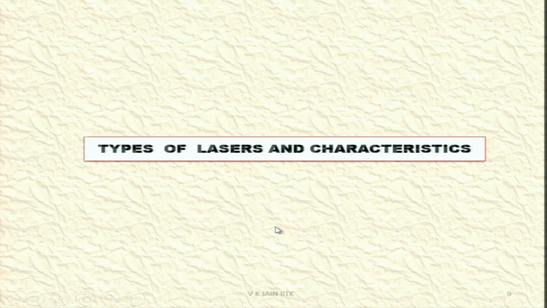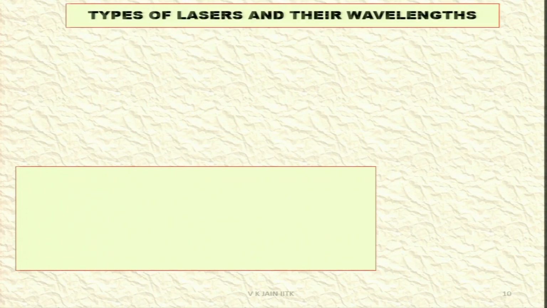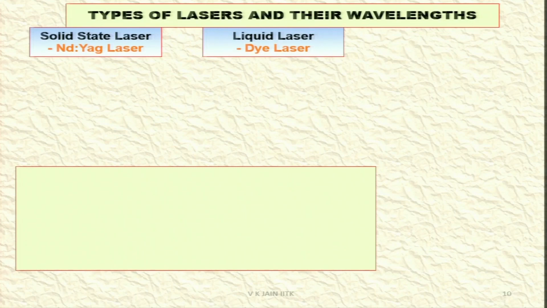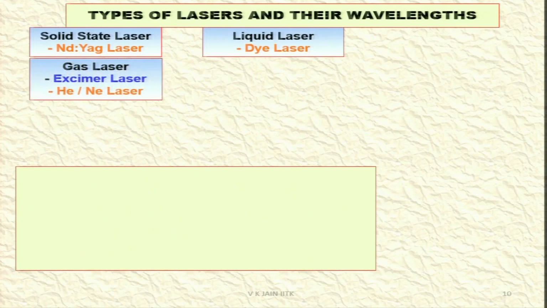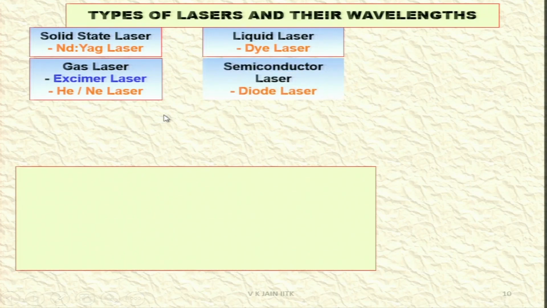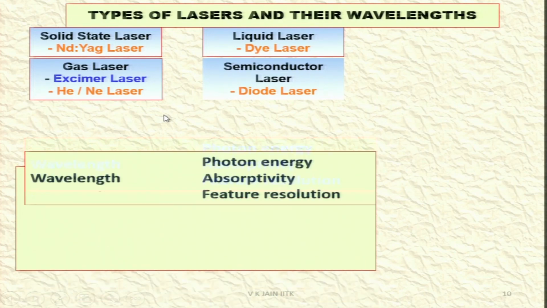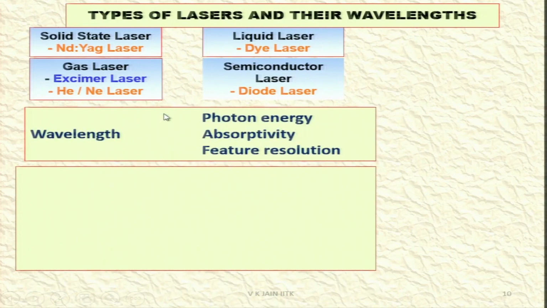Types of lasers and their characteristics. Types of lasers and their wavelengths. Let us see. You have solid state laser, Nd:YAG lasers, liquid lasers, dye lasers, gas lasers like excimer laser, helium neon laser. You can have semiconductor laser like diode laser. Wavelength, photon energy, absorptivity, feature resolution.